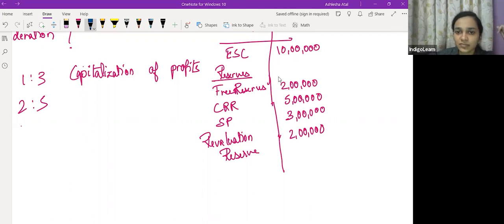Yes, ma'am. Yes, free reserves is allowed. Now CRR तो हमने in detail discuss किया है that CRR can be utilized for only one purpose, and that is for issue of fully paid bonus shares. So CRR can also be utilized.